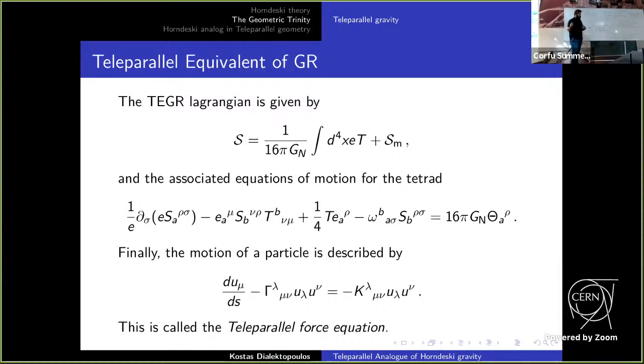So this theory does comply with the equivalence principle, but if at some point we find some violations of the equivalence principle, this could survive while GR would not. Okay, thank you.